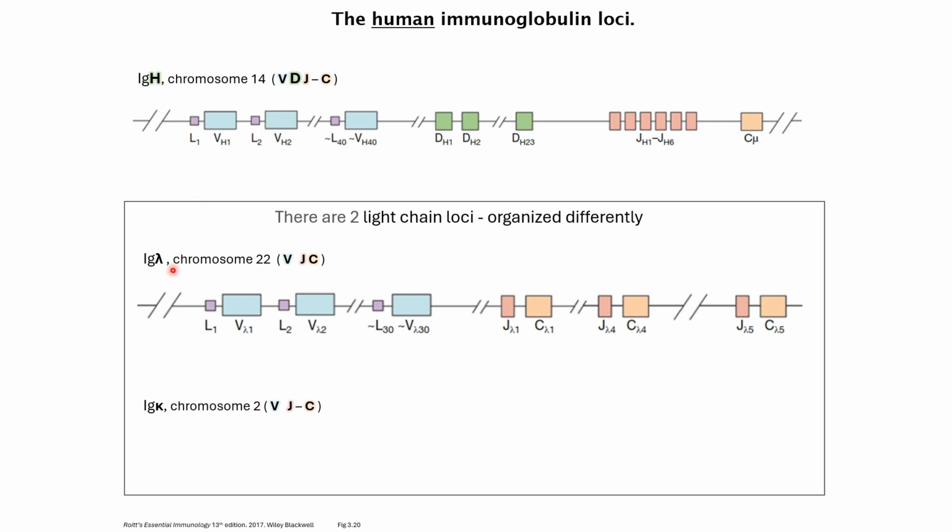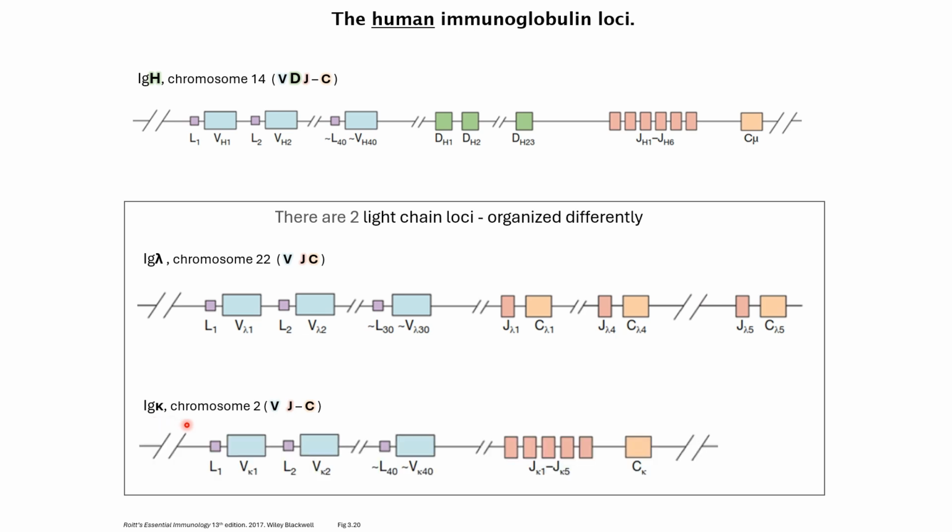The term lambda is referring to the fact that there are actually two different loci for the light chain. One locus on chromosome 22 is for Ig lambda, and on chromosome 2 is the kappa locus, this Greek letter kappa here. The kappa locus is similar to the lambda locus in the absence of any D segments, no D segments here.